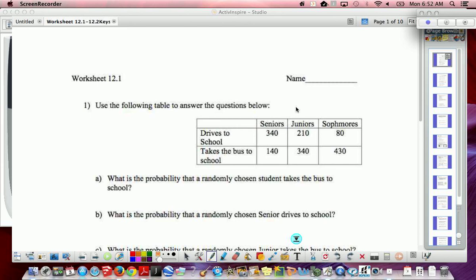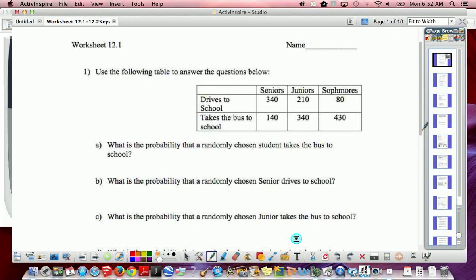So in order to really answer all of these questions, one of the things that's going to be important for you to do is to get some subtotals and grand totals of the number of kids that are actually surveyed. So I'm going to write a total, and add up how many seniors there are. So 340 and 140 doesn't make 500, it makes 480. And then juniors, 210 and 340 makes 550. And then sophomores, 80 and 430 make 510.